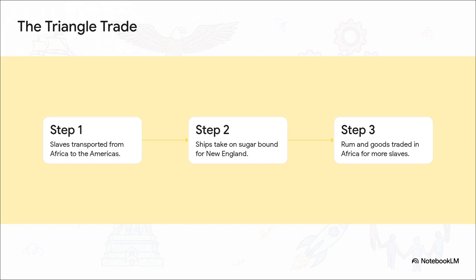It worked like this. Slaves were transported from Africa to the Americas, where ships would then load up on sugar bound for New England. Finally, rum and other goods were taken back to Africa to trade for more slaves. It was a literal machine generating immense wealth for the colonies, but at an unthinkable human cost.